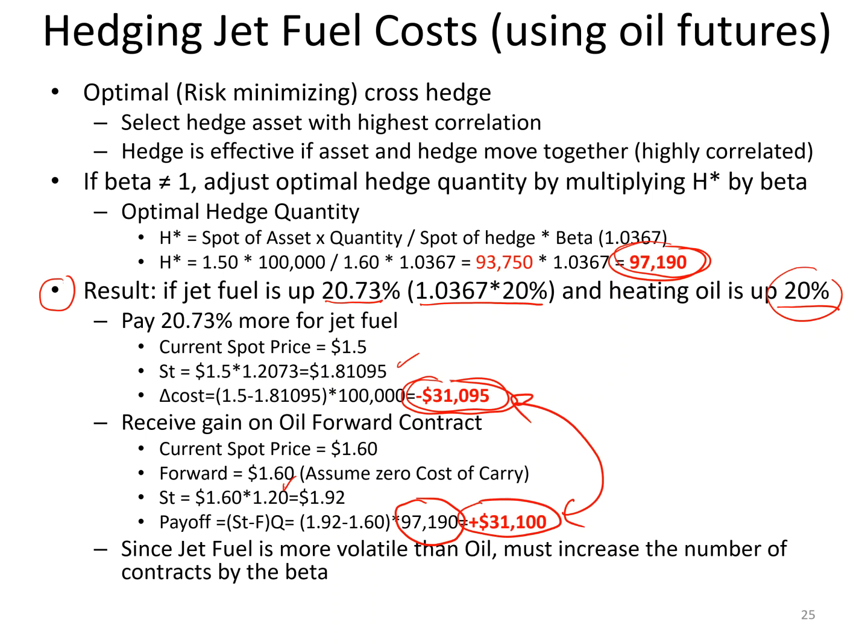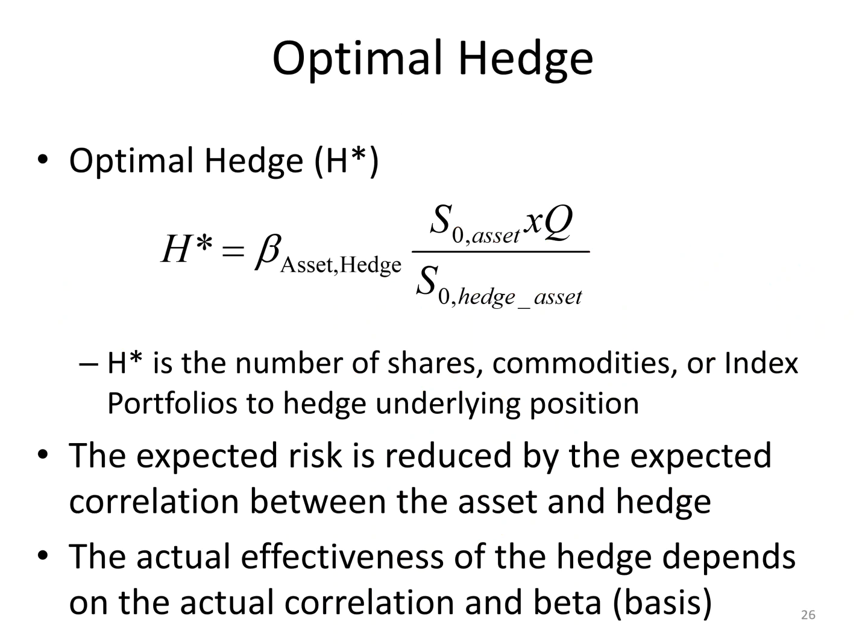So if your underlying asset is more volatile, has a higher beta than your forward contract asset, you simply increase the quantity by the beta. That optimal hedge quantity is the spot price of your underlying asset times the quantity that you desire over the spot price of that hedge asset.